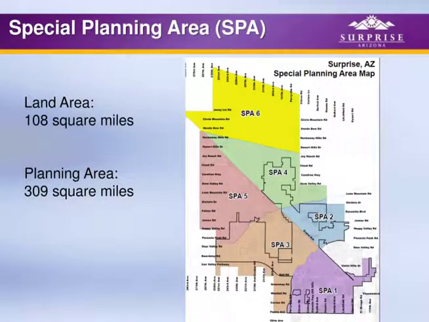So Surprise is 108 square miles of land area, but our planning area is 309 square miles. Most of our development is here in SPA 1. So our SPA 1 is a special planning area. So the outskirts is relatively not developed at all. So most of our 130,000 people live in SPA 1 or SPA 2. And that majority is in the purple area down here.